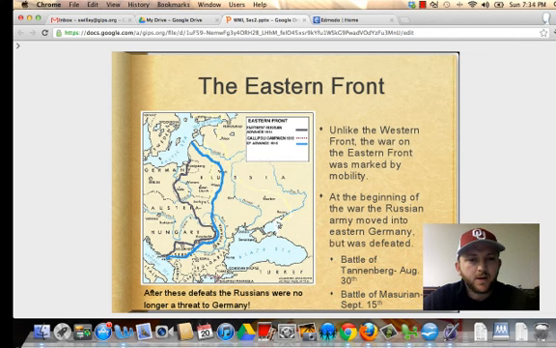So, all right, let's go ahead and look on page 21 there towards the bottom. It says the Eastern Front. Let's go ahead and start filling in these blanks. Unlike the Western Front, the war on the Eastern Front was marked by mobility. So Western Front is going to basically be trench warfare. They're going to be lodged in these holes, in these trenches, fighting. But on the Eastern Front, it's going to be much different.